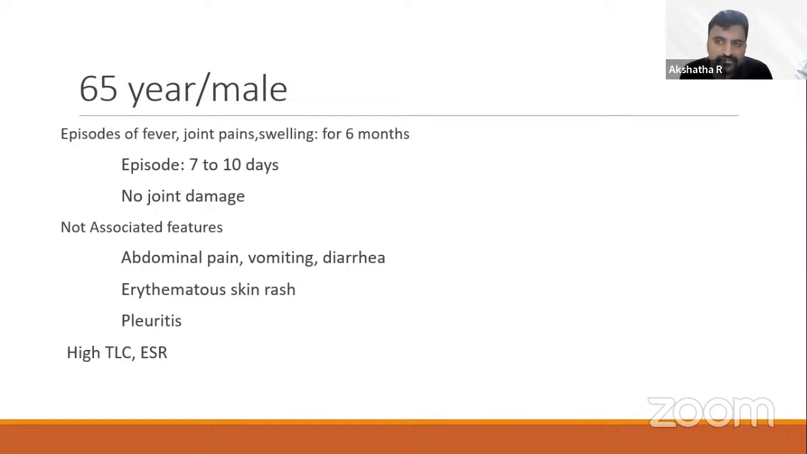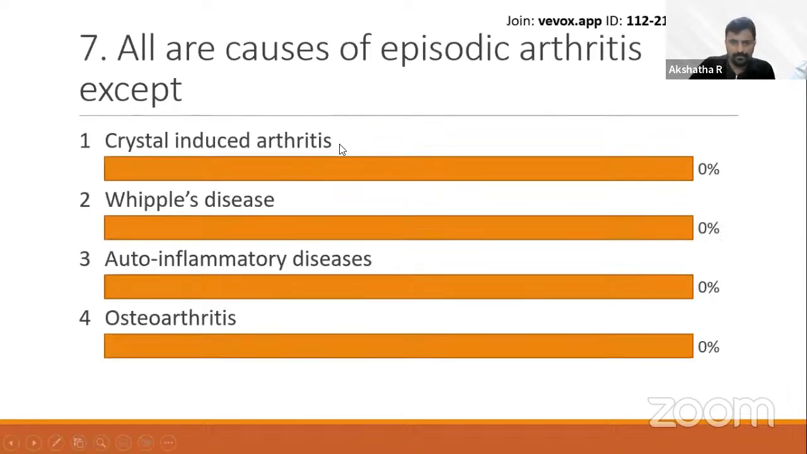Coming to our next case, a 65-year-old male who presents with episodes of fever, joint pain, and swelling for the last 6 months. Each episode lasts 7 to 10 days. It was not associated with any other localizing features, and it was associated with raised inflammatory markers. So this was a case of episodic arthritis. What are the possible differential diagnoses in this case?